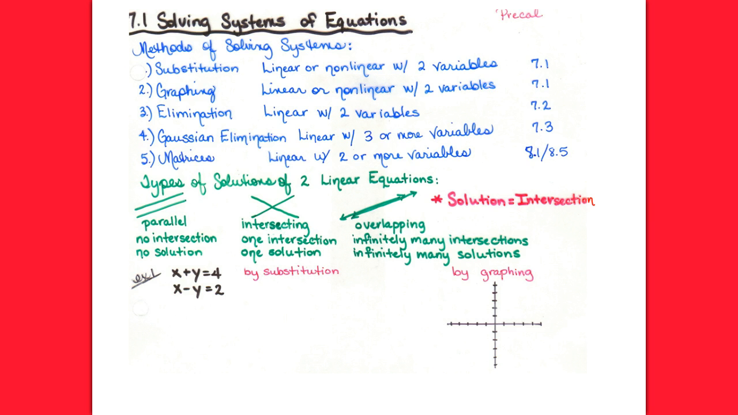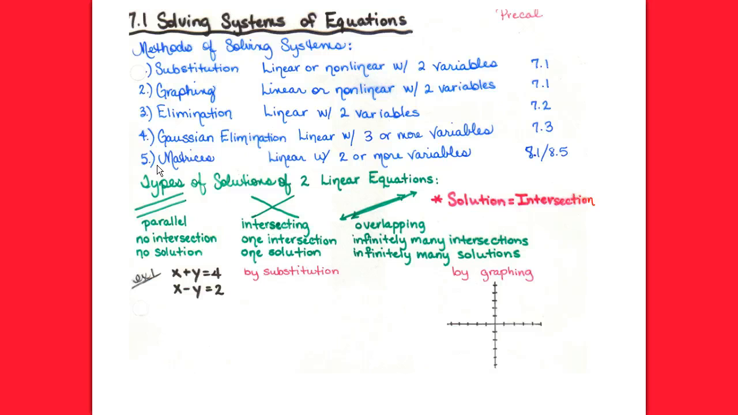There are lots of different ways to solve a system of equations. You can see that we're going to learn several different methods. We've got substitution and graphing today in 7.1, and then tomorrow we'll look at elimination in 7.2, and then Gaussian elimination in 7.3, and we'll even solve some systems with matrices in the next chapter, in chapter 8.